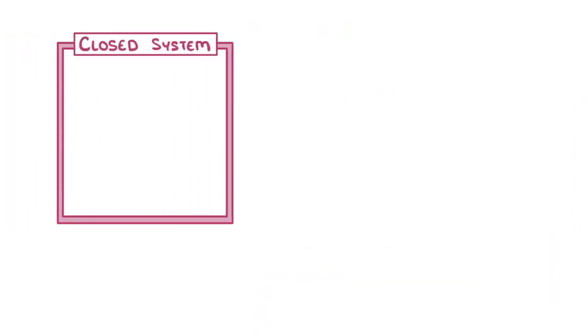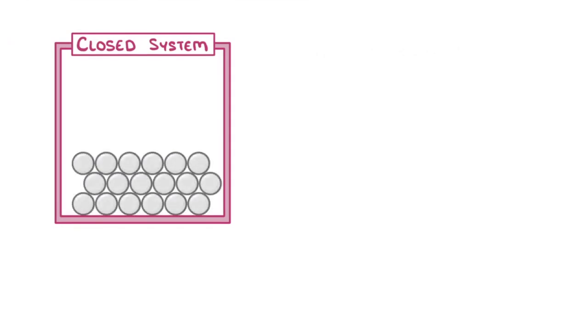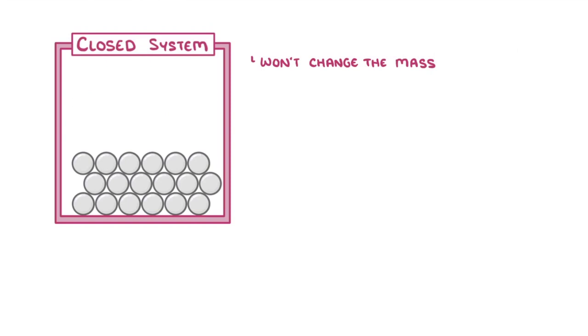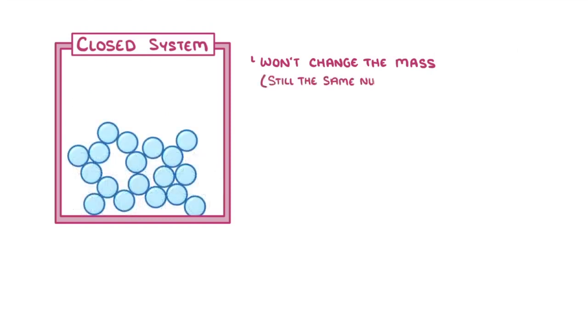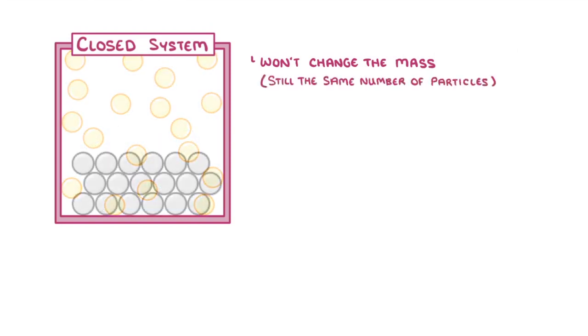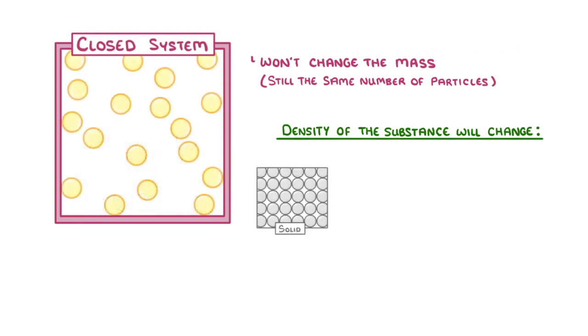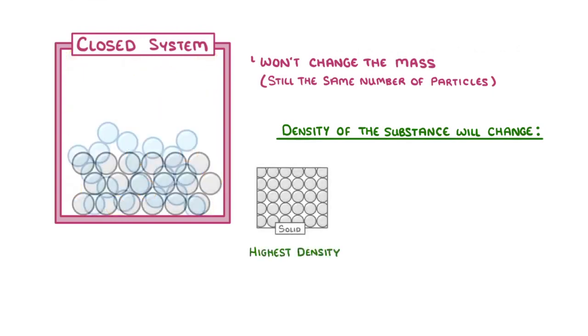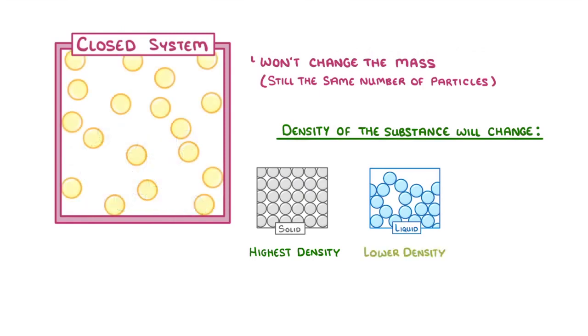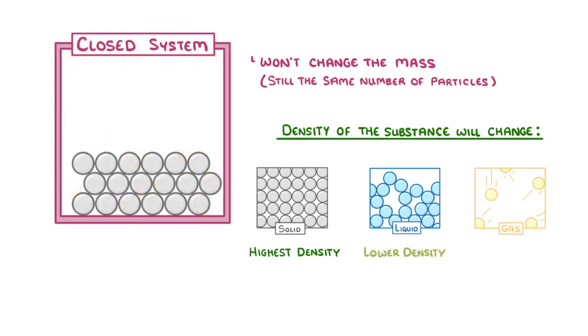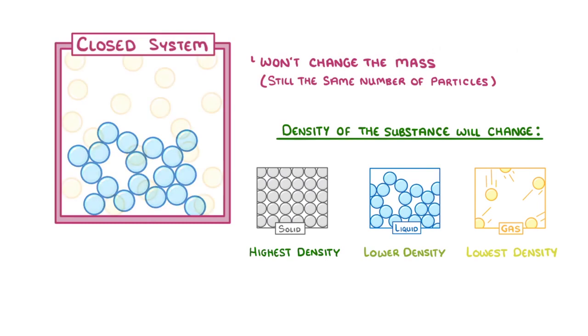Now, the last thing we need to mention is that if we're working within a closed system, changes in state won't change the mass at all, as there's still the same number of particles. However, the density of the substance will change, with solids having the highest density, liquids having slightly lower density, and gases having the lowest density of all three.